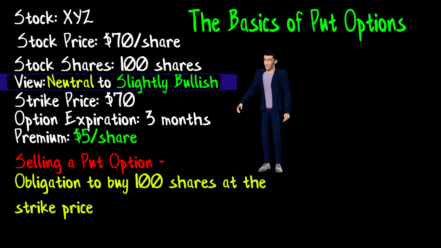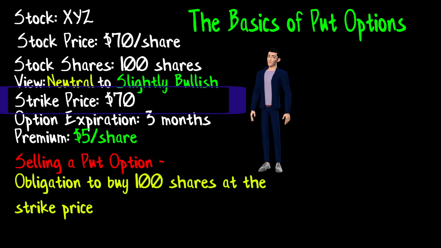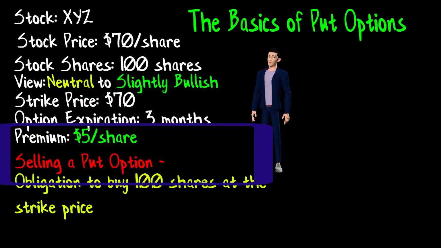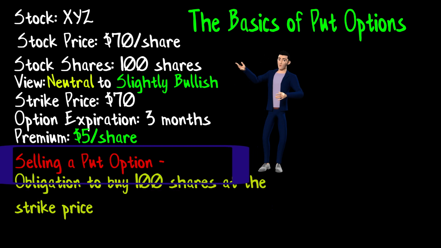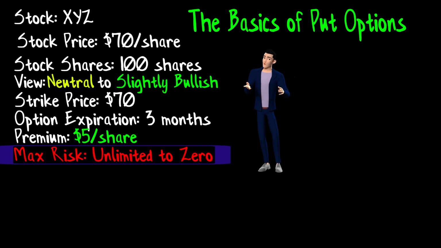Remember, buying a put option gives you the right to sell 100 shares at your strike price. Selling a put option gives you an obligation or contract to buy the 100 shares at the strike price. So when we calculate the max loss, it is mathematically unlimited to 0 because the stock XYZ can go down any amount, and Brad has to buy the shares from the buyer at $70.